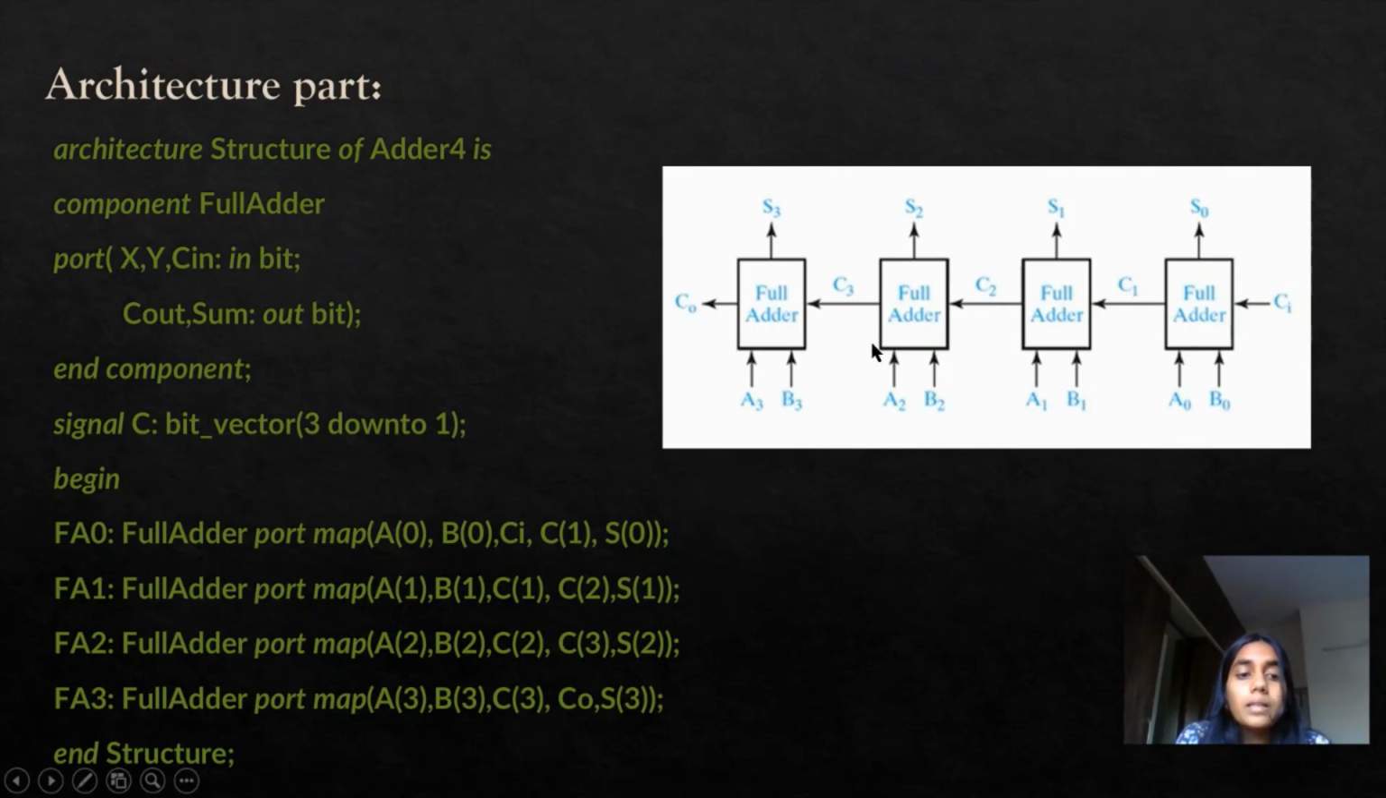Now, in between every full adder, there is another component C1, C2, C3, which acts as the intermediate vectors. So signal is used to declare the intermediate variables, which is C. So signal C bit, it's of data type bit vector 3 down to 1, as there are 3 variables C3, C2, C1.